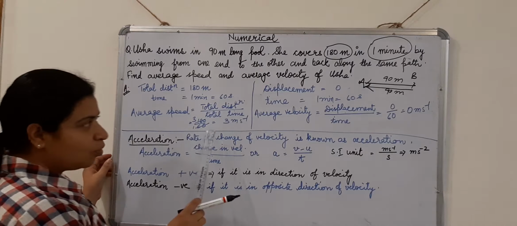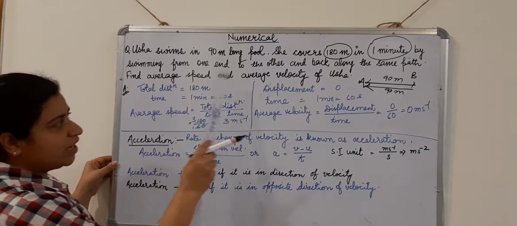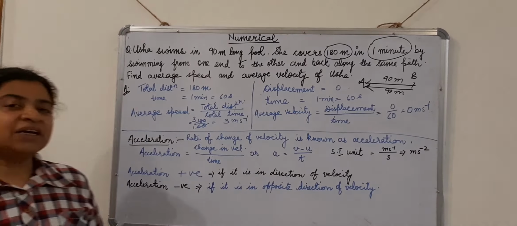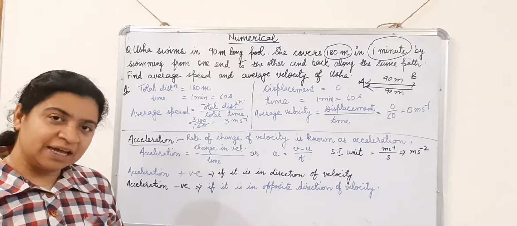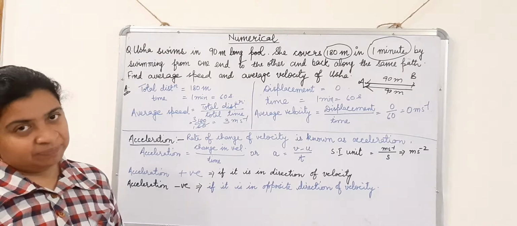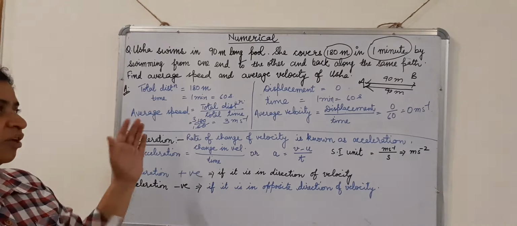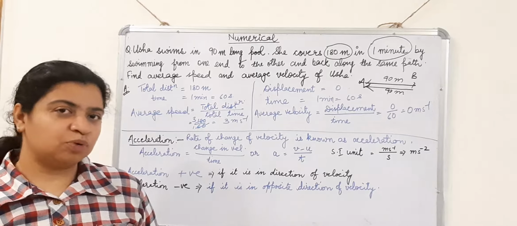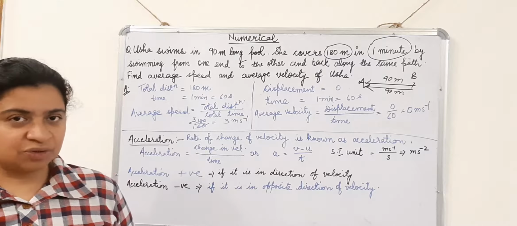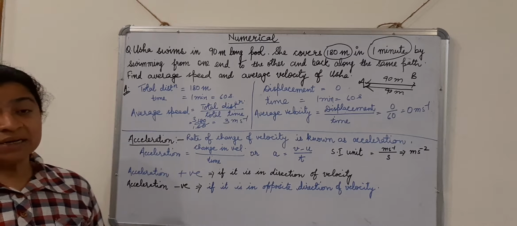So children, I hope it is clear to you now how to find out the average speed and how to find out the average velocity. Average speed we get from total distance upon total time, and average velocity we get from displacement upon time. Now children, I think the numericals are clear. If there is any problem, you can ask me or send me your queries through your messages. Okay. Now I have to start your next topic, that is known as acceleration.